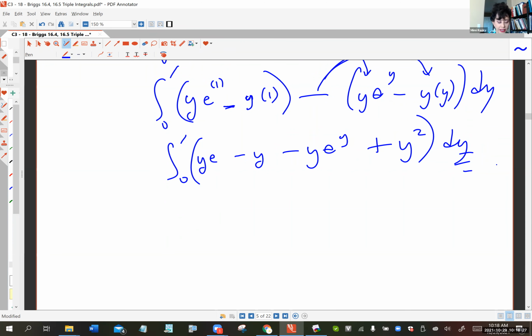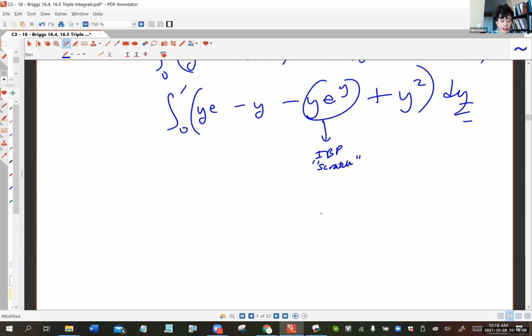And at this point, it's a calculus 2 problem. And this is going to require IBP. So let's just do a little scratch here. I call it scratch, but this is something I would want to see on your quiz or exam. What is the integral of y times e to the y? So you're going to use IBP.